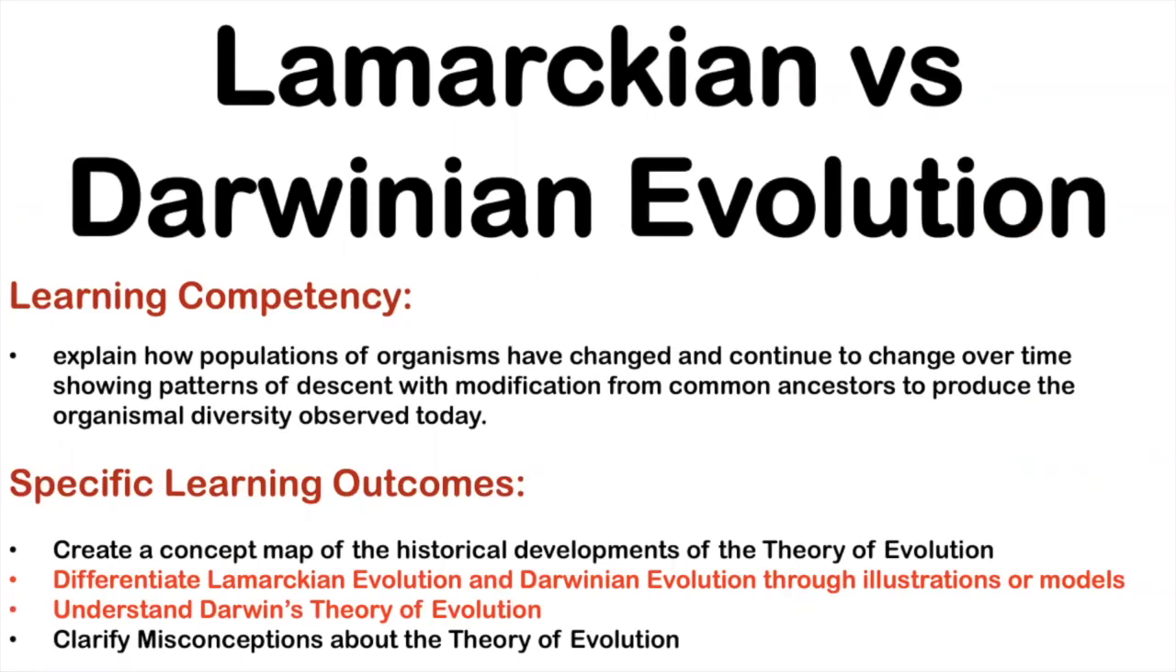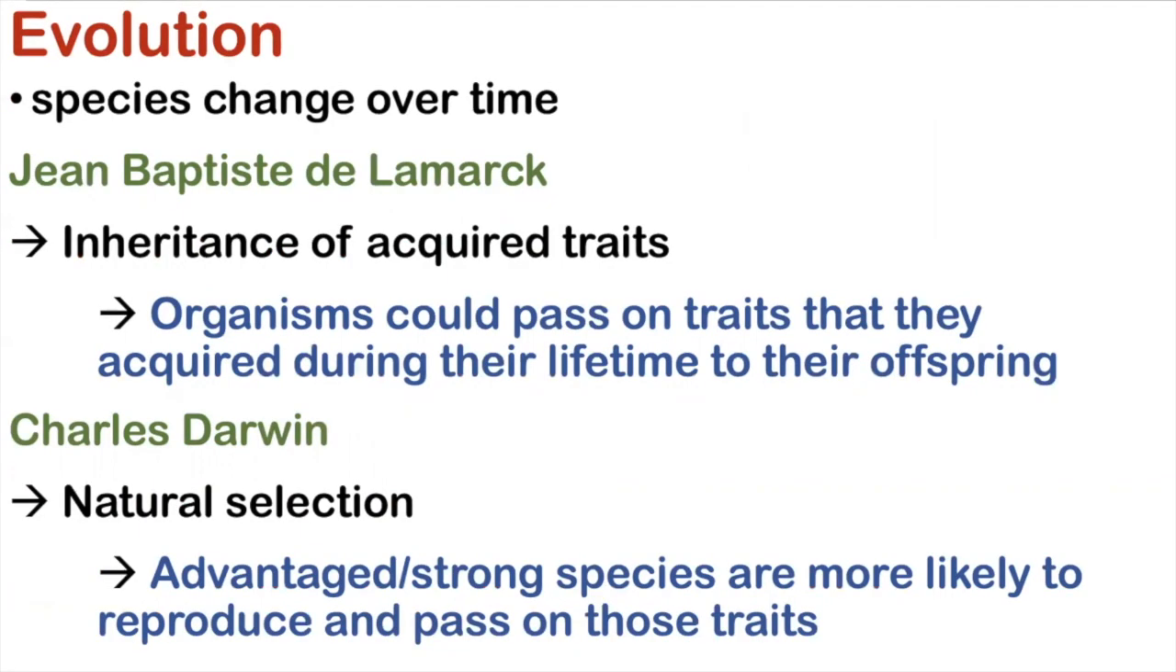Now, in this second part of the video about evolution, you are going to differentiate Lamarckian evolution and Darwinian evolution through illustrations or models. Then you're going to understand Darwin's theory of evolution slightly, because that's for the third video. Now, just to recall, evolution is the process by which species of organisms change over time through three types of processes or mechanisms. If you remember, we have mutation, genetic drift, and natural selection.